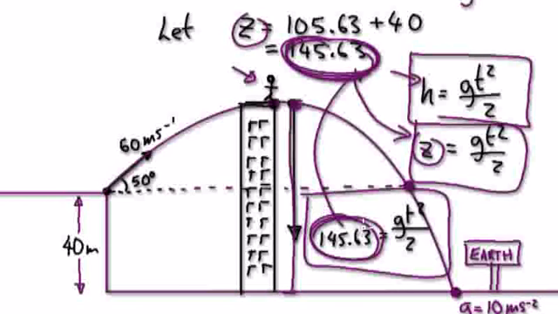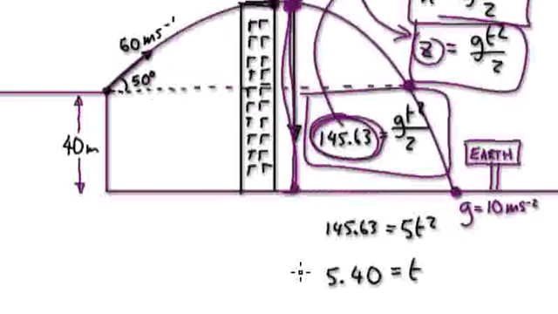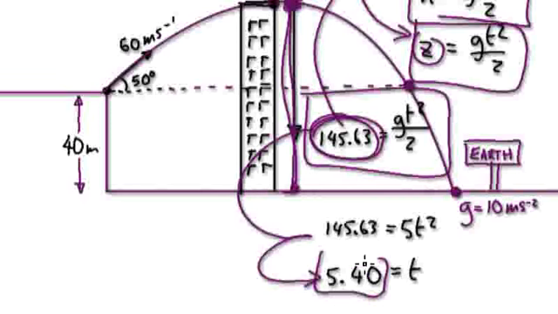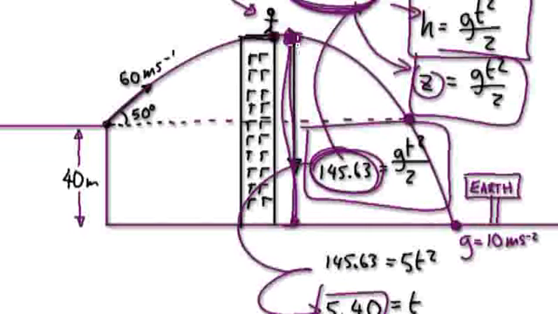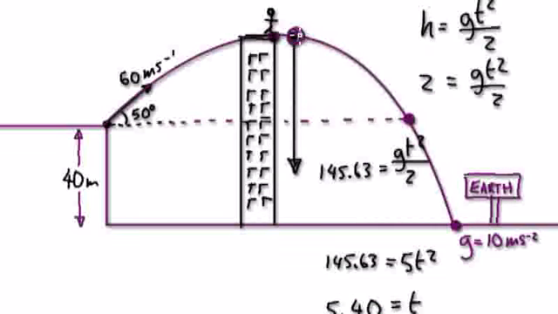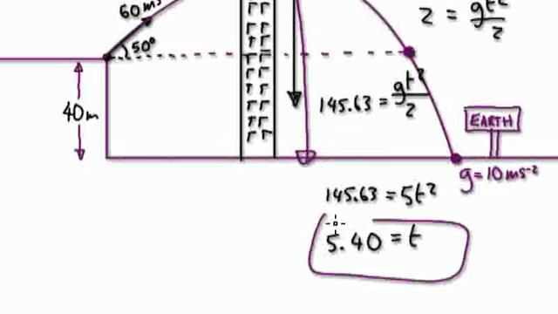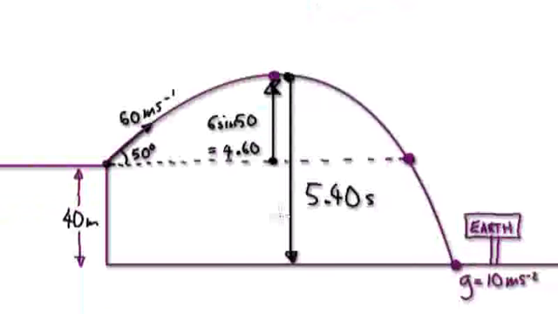So now it's just a matter of working backwards to find out the time it takes for the cannonball to free fall from here to here. Okay, so work backwards here. So t equals this. So it takes 5.4 seconds for the cannonball to free fall from here down to here.